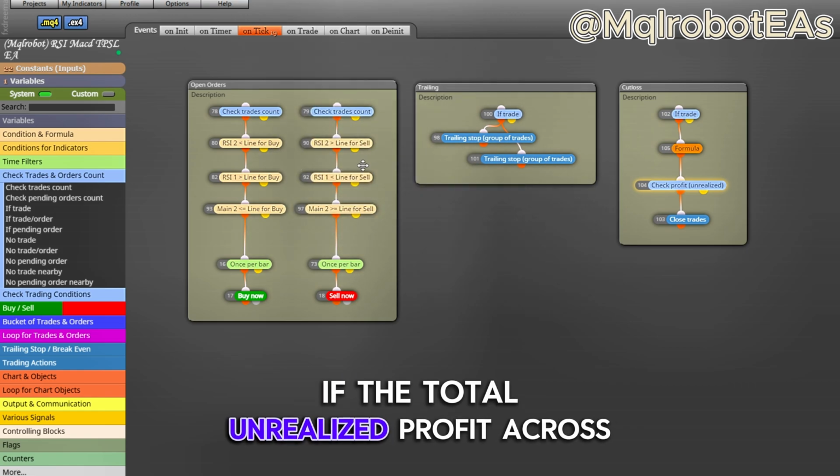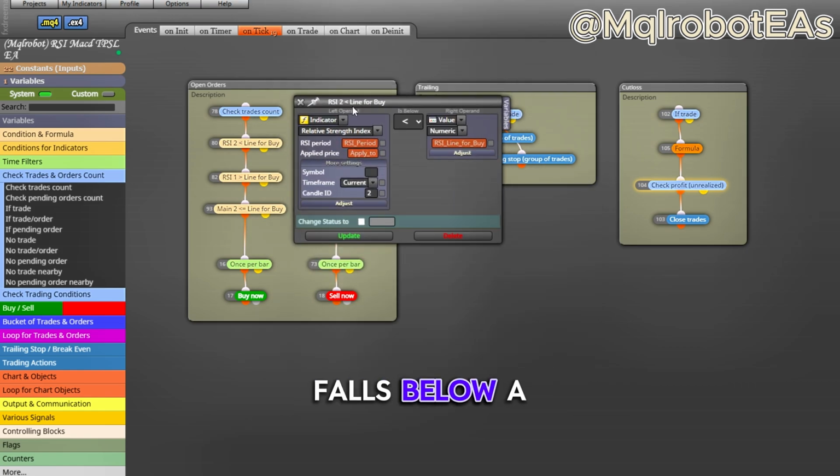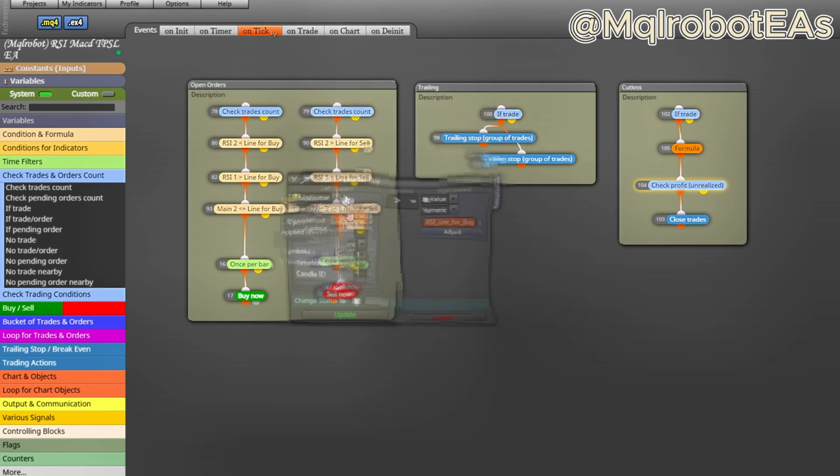Cut loss logic. If the total unrealized profit across all trades falls below a set negative threshold, the EA closes all trades using a custom cut loss percent formula.